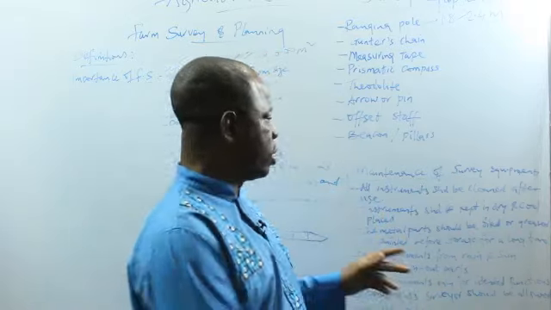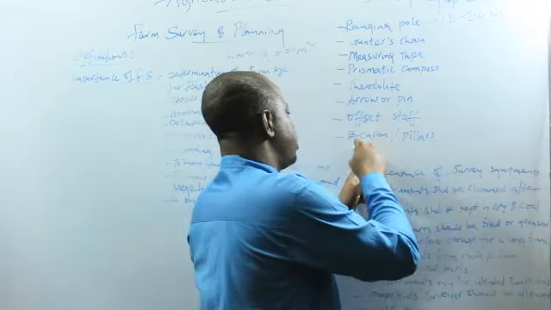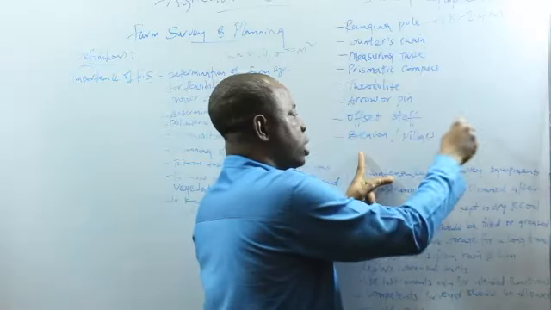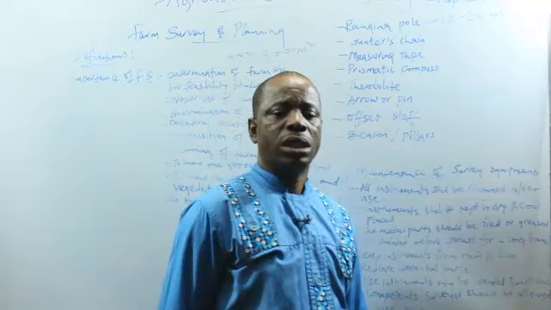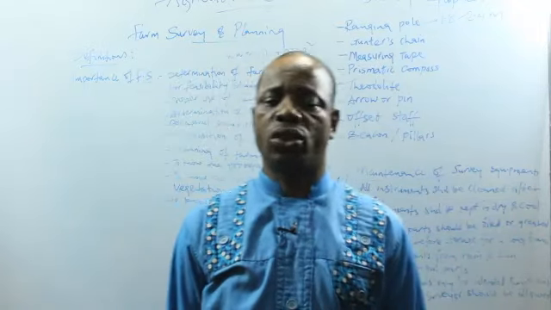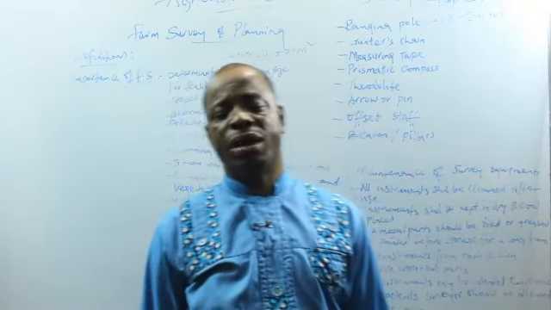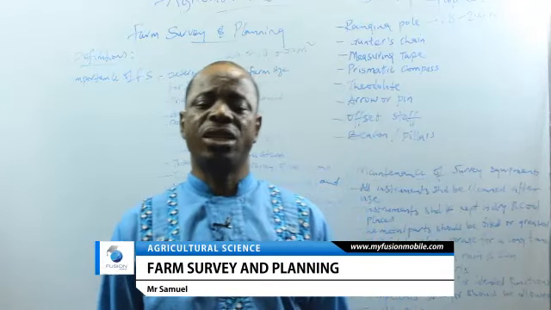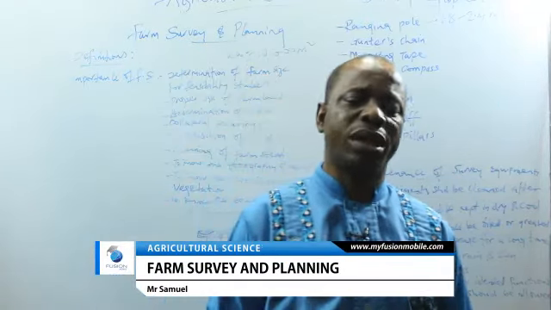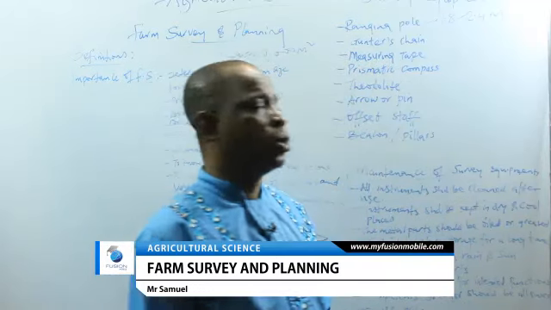If I want to measure from this point to this point, this place is a survey station. The place I'm measuring to is a survey station. So we use ranging pole to mark it. It's used to mark survey stations during operations on the farmland. Number two, it's also used to make a straight line on the farm. When we want to make a straight line on the farm, we use ranging pole to do that.